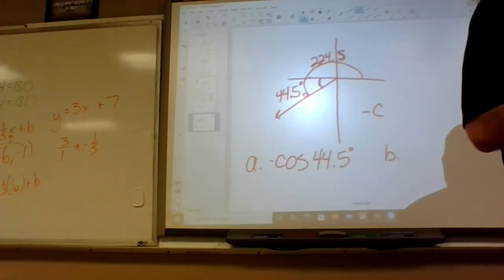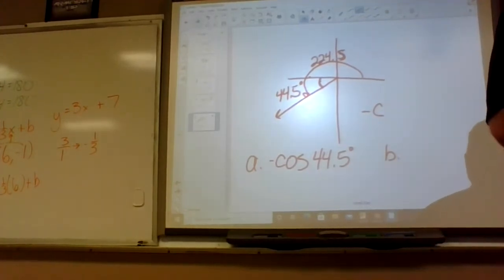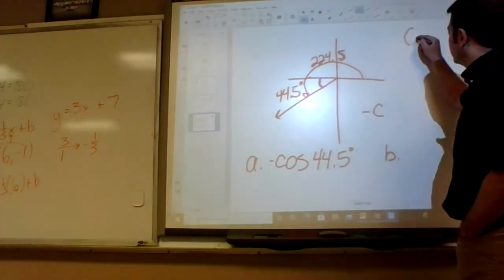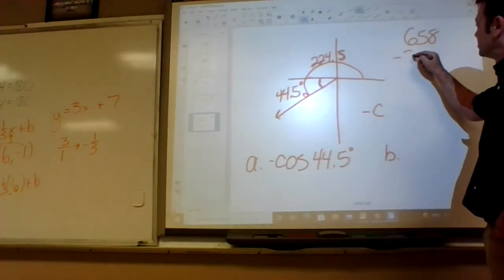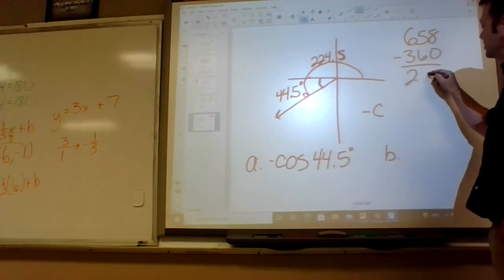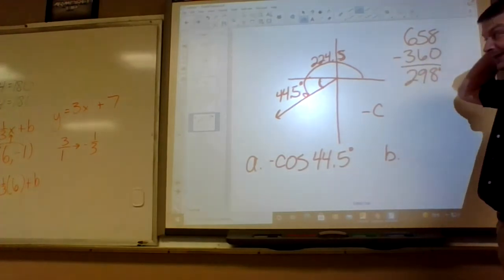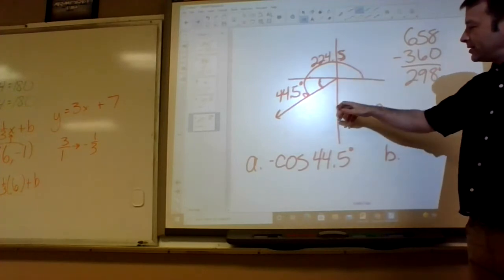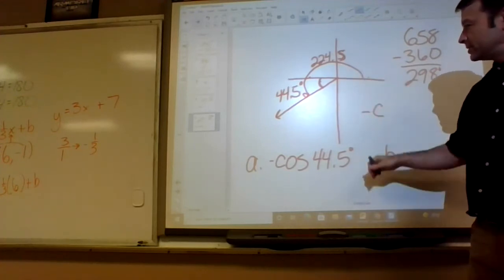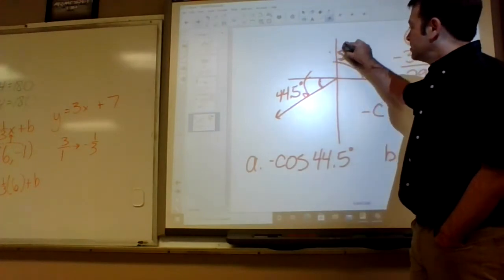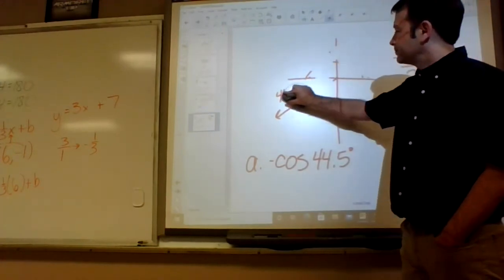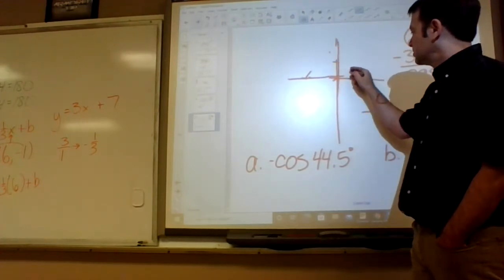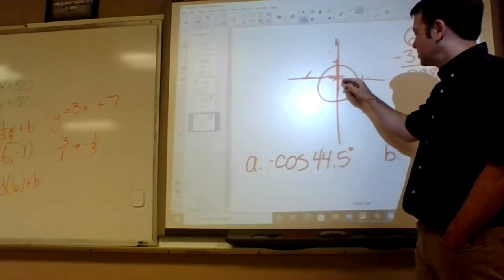Okay, so on B, 658 minus 360. It's 298. Okay, where would 298 degrees be? Fourth quadrant. Yeah, it's past 270. And it's positive. Get your paper out.